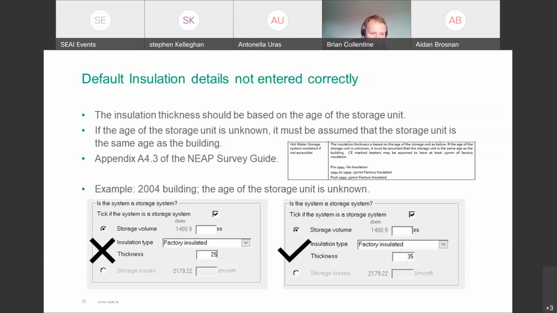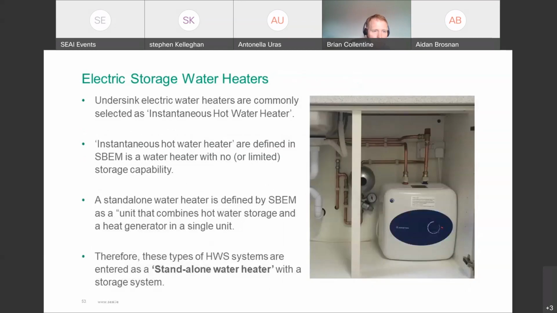The assessor has inputted here factory insulated 25 millimeters. It does come up from time to time. I don't really know why. It might be a file save as issue, or it's just an input error, but it does seem to come up quite often as a mistake.